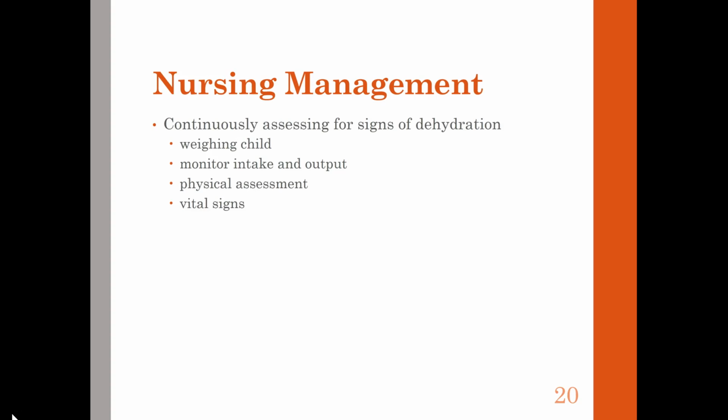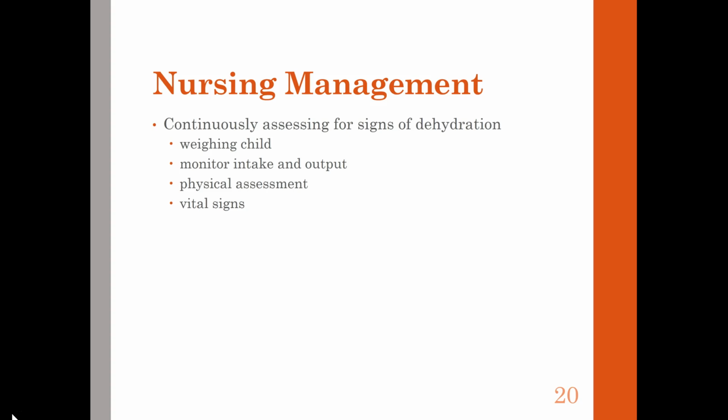So as a nurse, you're going to be continuously assessing for signs of dehydration in these children. You're going to weigh the child, especially the young ones, to know how much to give the bolus. That should really be a priority, honestly. You have to know the weight in order to know how much fluid you're going to give them. And then you want to know if they are gaining any weight while they're in the hospital, to know that they're getting rehydrated properly.